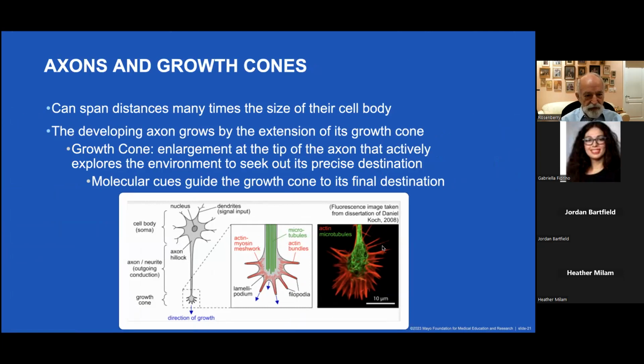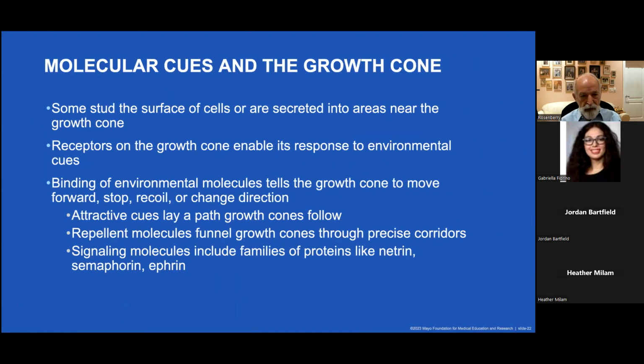Axons and growth cones. Axons are ending in a growth cone, and they can span many times the size of their cell body. Growth cone is an enlargement at the tip of the axon that actively explores the environment to seek out its precise destination. Molecular cues guide it, as shown.